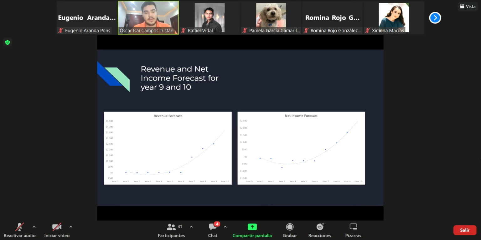Then the revenue and the net income forecast. As I told you, every point we can see there is a result of our decisions and our operations in the simulation. If we keep this style of playing this simulation, all the things are going up, as we can see in these graphics, the revenue and the net income.